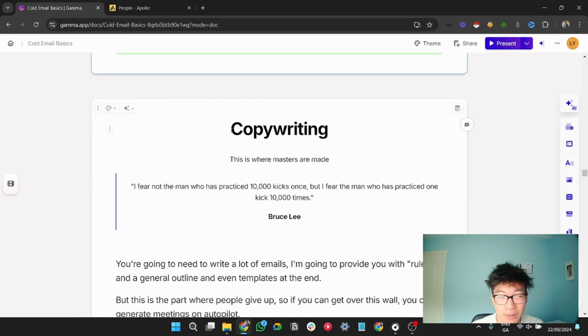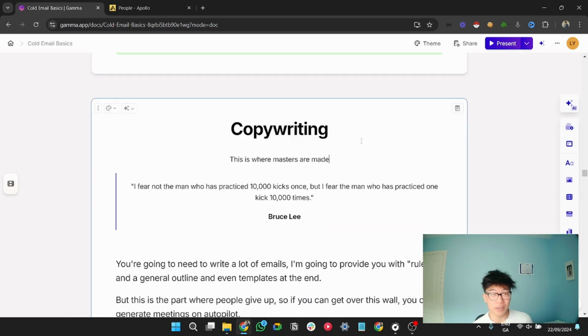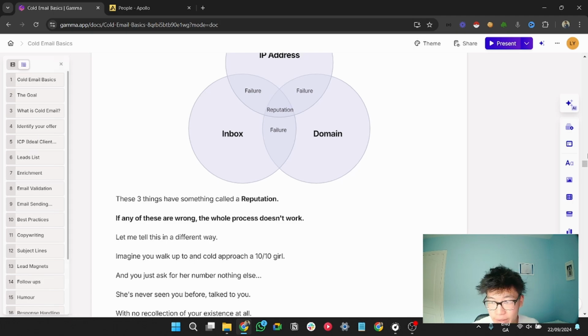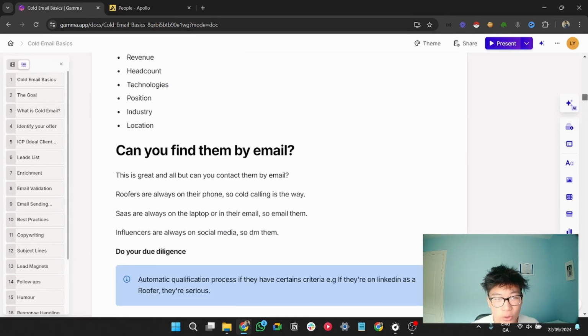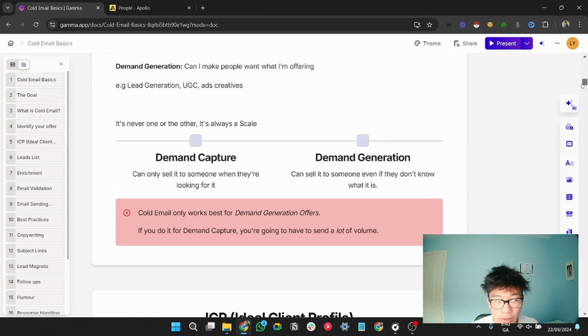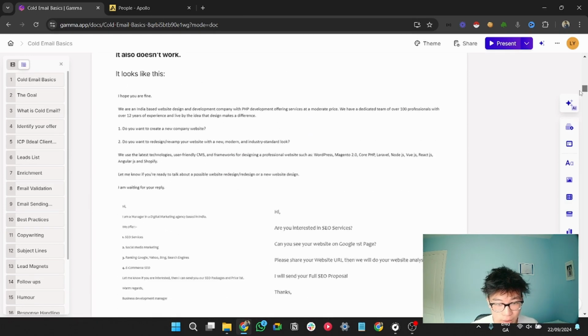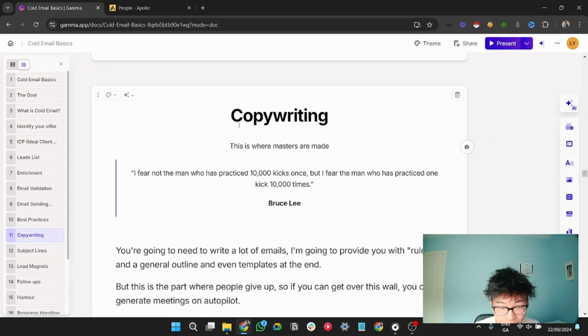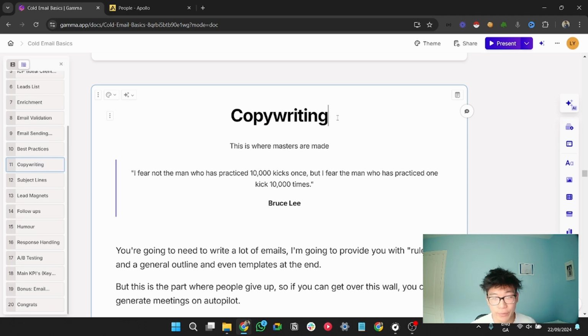So perfect. Now we're on to copywriting. This is the bread and butter of cold emailers. This is where masters are made. I'm not even joking, guys. Everything else I've highlighted here is all doable by a VA. So you're not special if you can do this. This is the basics, okay? But if you can write copy, this is where you differentiate yourself from the crowd.